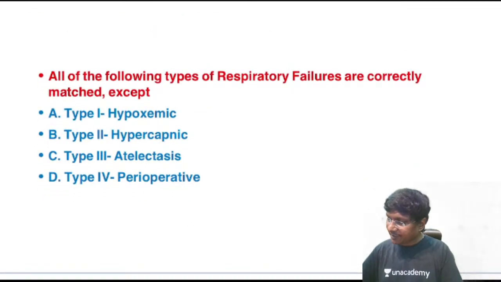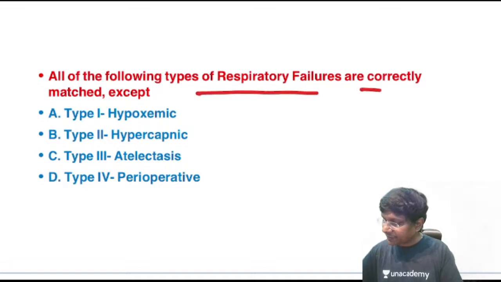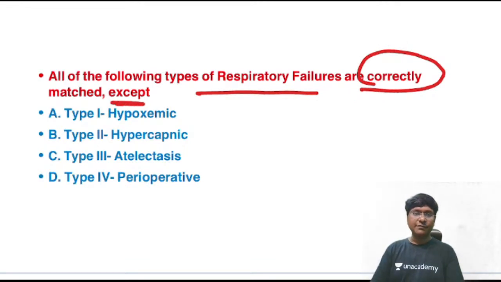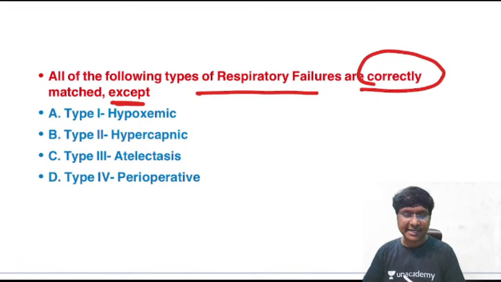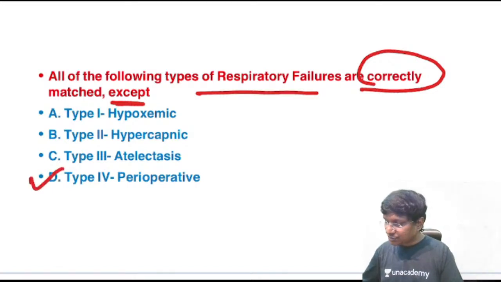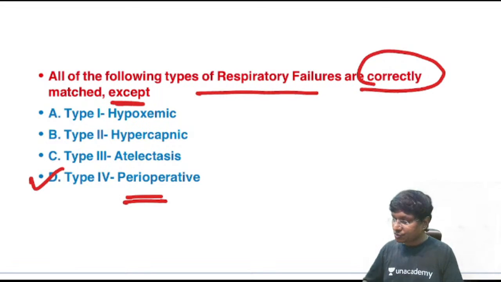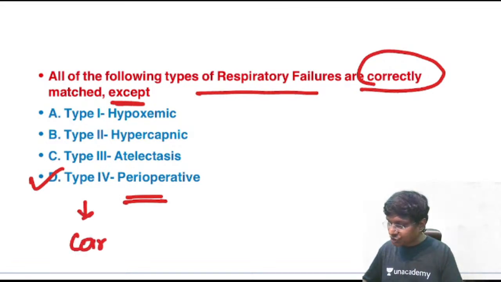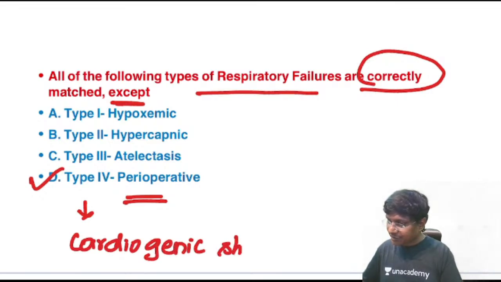All of the following types of respiratory failure are correctly matched except, which is the incorrect statement here? Very good, Priya Thakur. So that is type 4. What did we discuss about type 4? It is secondary to cardiogenic shock, right? Secondary to cardiogenic shock.